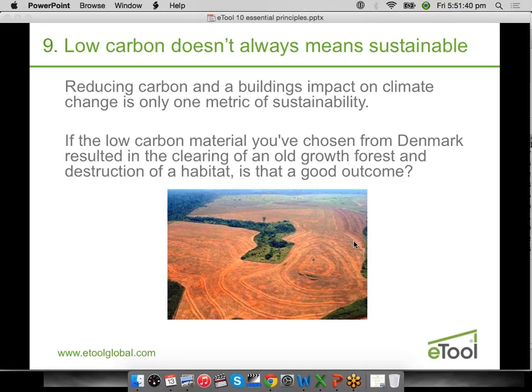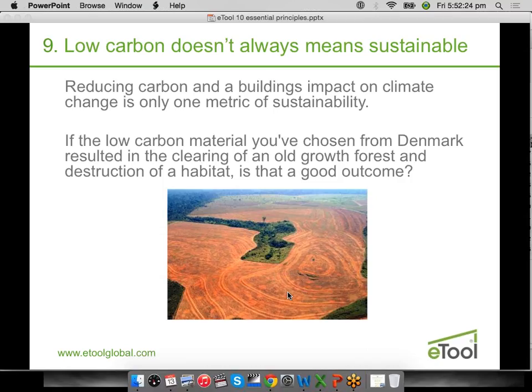The next principle is about the impacts that we're measuring. Low carbon is good, but low carbon doesn't always mean sustainable. We have to understand all the other impacts. For example, this photo is deforestation. If we are sourcing timber to build low embodied carbon structures out of timber, we're solving the carbon issue, but then we're creating a land transformation issue. So we need to understand all the impacts so we're not getting any poor trade-off.